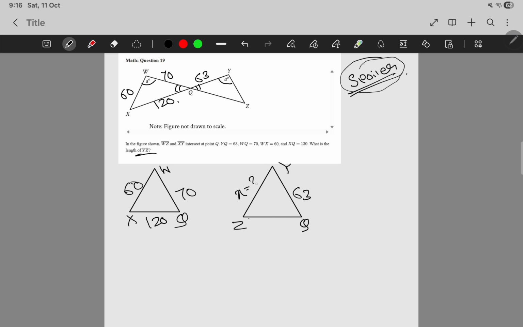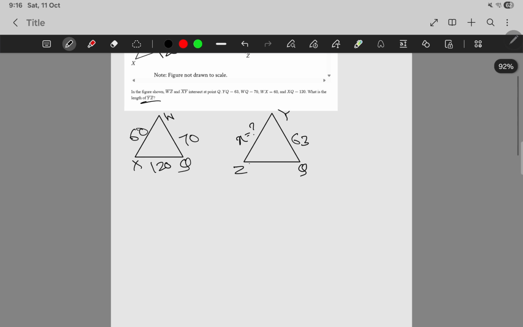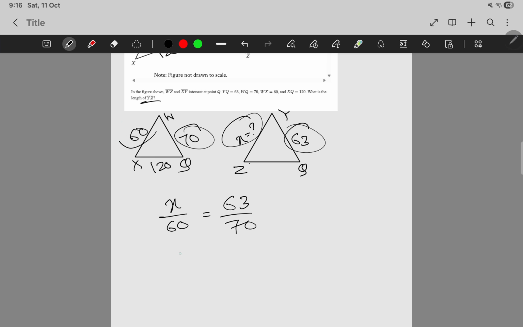So let it be X by assumption. Now similarly we'll use the similarity formula here. Just write it down: X upon 60, 63 upon 70. Okay, this is equal to this and this must be equal to this. Therefore X equals 63 into 60 upon 70, which is 54.